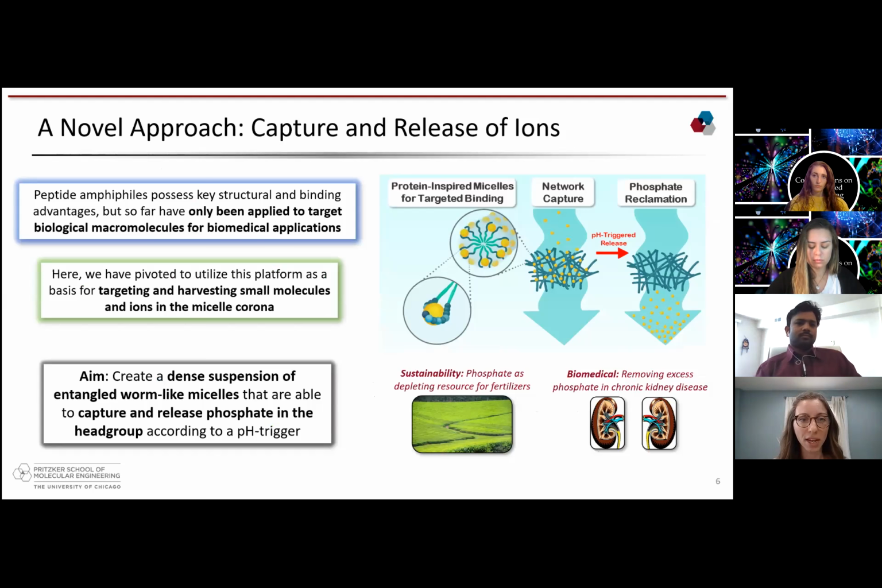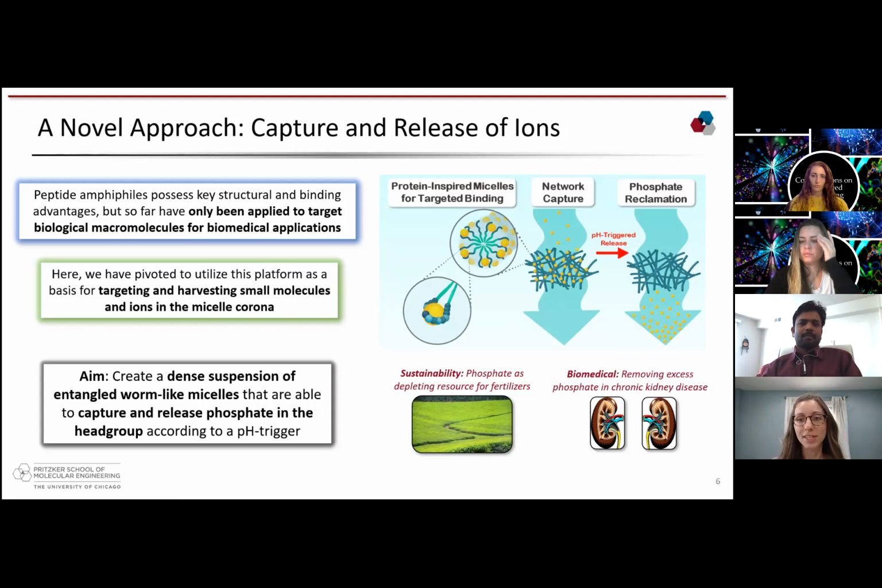So just to sum up what I said, peptide amphiphiles possess really important structural and binding advantages, but so far they've only been applied to target biological macromolecules for biomedical applications, such as the drug delivery that I spoke about. Second, here we are pivoting from that specific application and design to use this platform as a basis for targeting and harvesting small molecules and ions within the micelle corona. So as opposed to being the specific target to adhere to something else, suddenly now we're using it to be an absorbent or harvesting type material based on this selective binding of proteins.